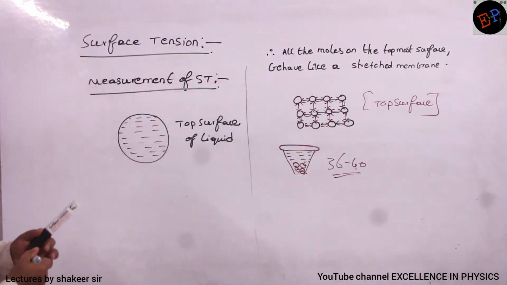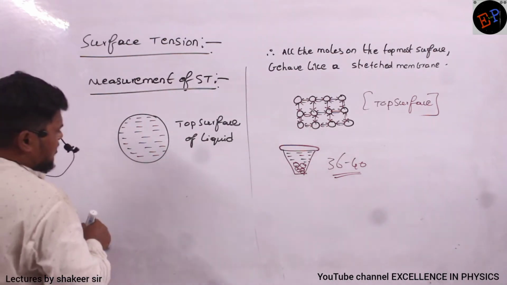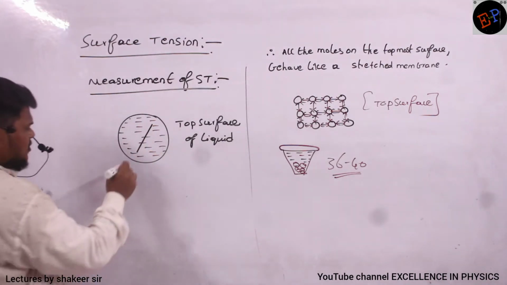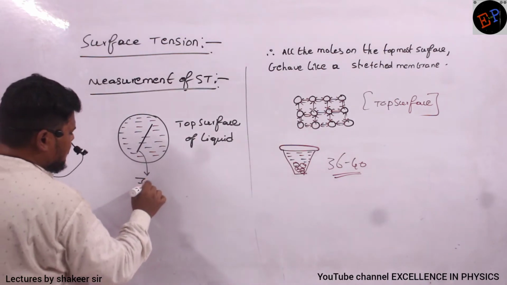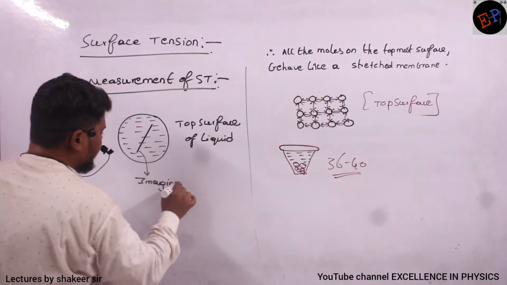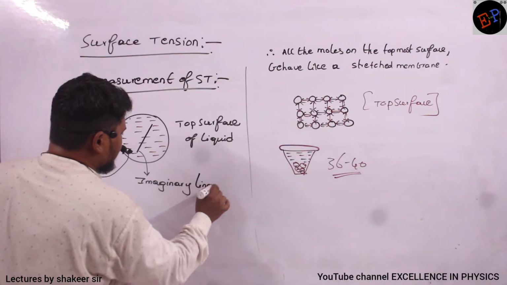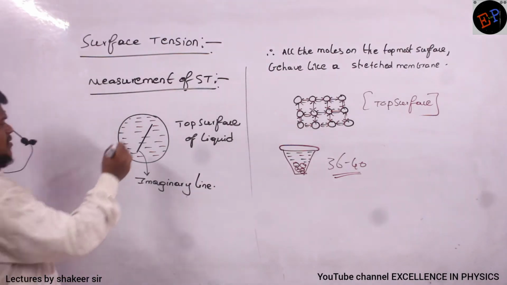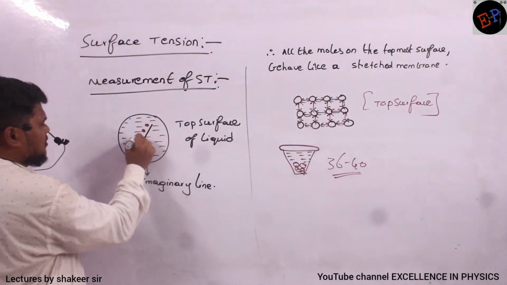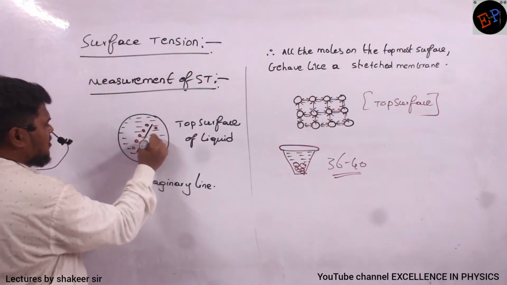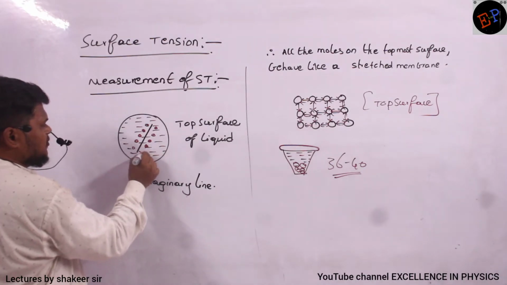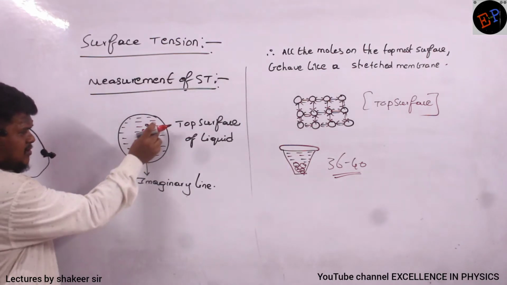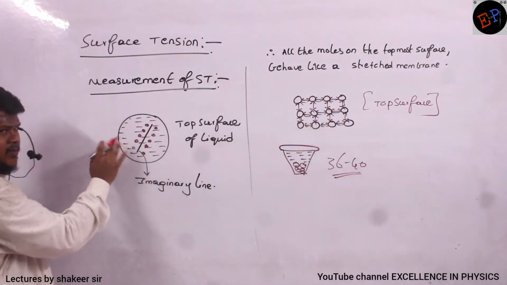On this top surface, I will draw an imaginary line. This is an imaginary line. Now, adjacent to this imaginary line, water molecules will be present, no? So here, here, here, here, here. These are the water molecules which are present. Now these water molecules will be attracted by these molecules. Similarly, these molecules will also be attracted by molecules on the other side.